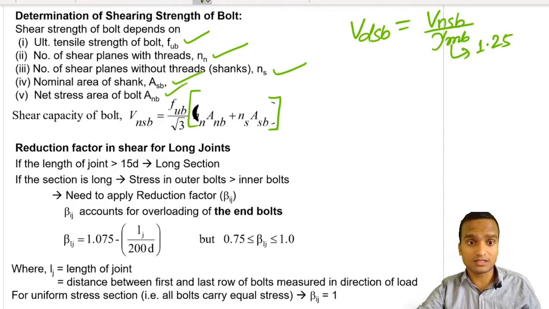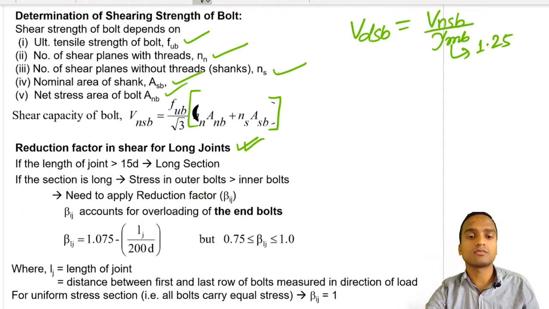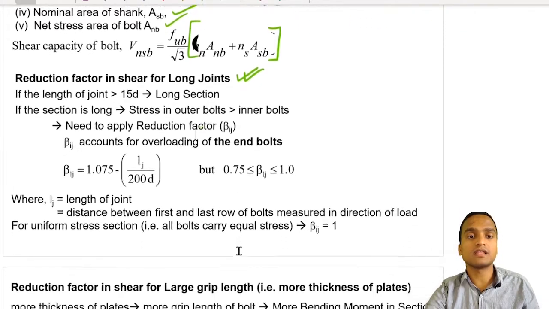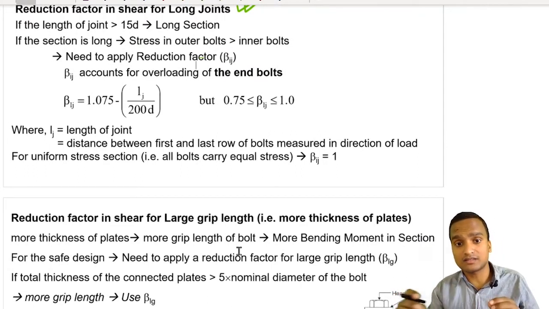There are a few reduction factors which we have studied in shear. For long joints, if the length of the joint exceeds 15 times the diameter, such a section will be a long section, and if the section is long, there will be more stress in the outer bolts than the inner bolts. So we have to apply the reduction factor beta lj, given by the formula 1.075 minus lj by 200 d. This formula is already given in the code also. Here lj means the length of the joint, which is the distance between the first and last row of bolts measured in the direction of load.